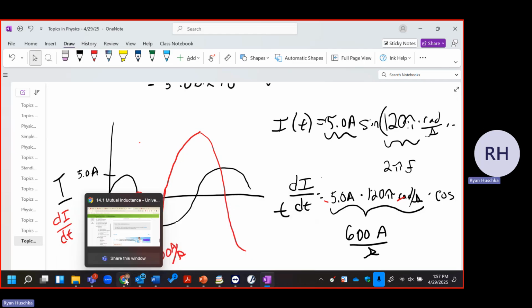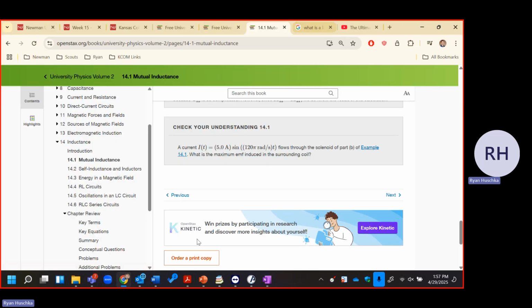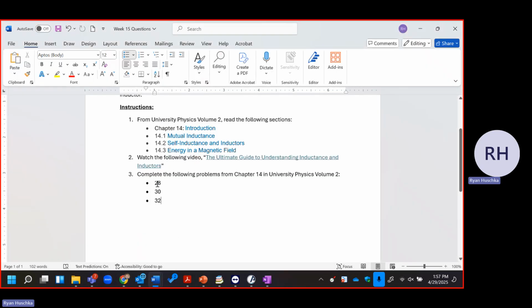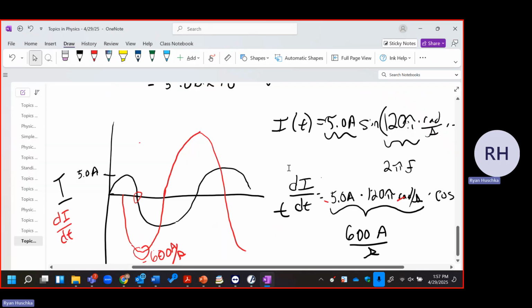Well, clear as mud. All right, there are then 3 questions up there that are included, and they're all on mutual inductance, I believe: 28, 30, 32. Cool. Any questions? Right on. Enjoy learning some physics.